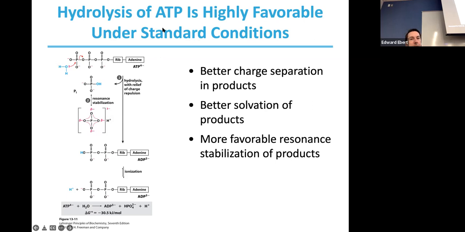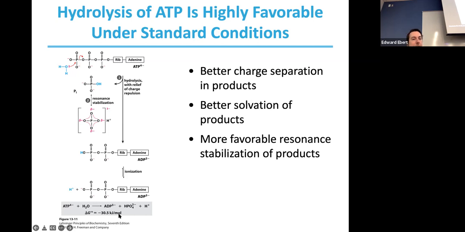If we hydrolyze ATP, it's very favorable under standard conditions. So we can have water attack this phosphate and clip off a phosphate group, and leave behind ADP or TDP or CDP or GDP as well. We use adenosine because it's the highest concentration in the cells.